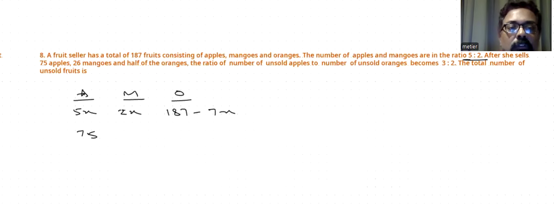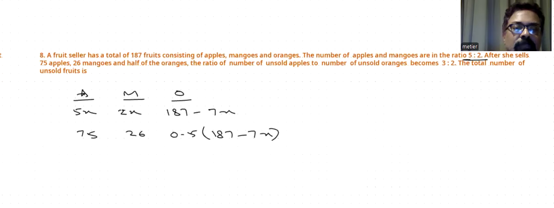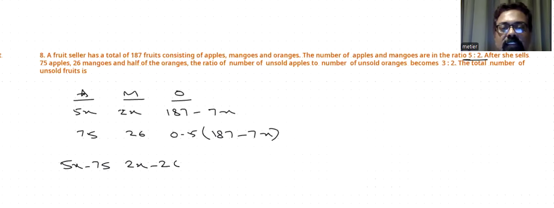Now, mango, 26 are sold, and oranges sold are half of the oranges, meaning 0.5 into 187 minus 7x. These are sold. So unsold: apple 5x minus 75, mango 2x minus 26, and orange the rest 0.5 into 187 minus 7x.